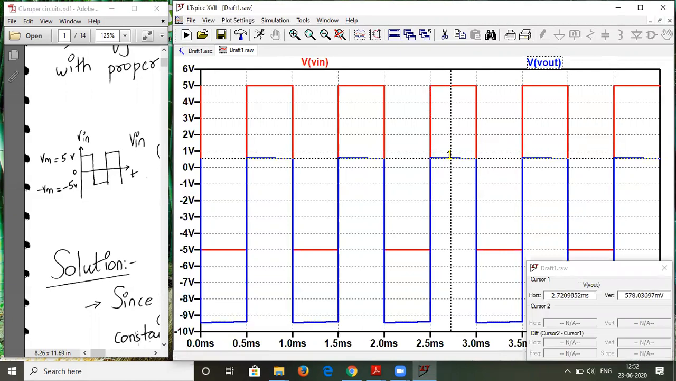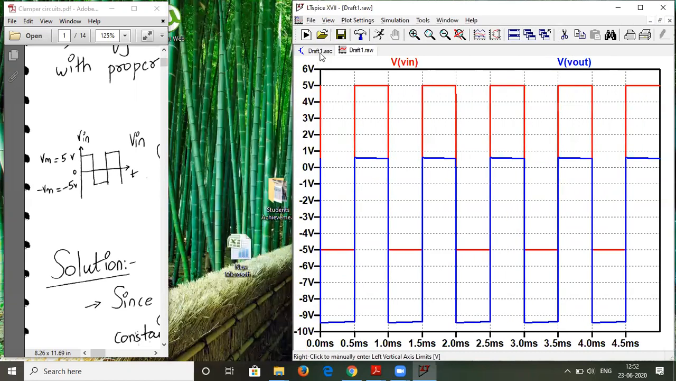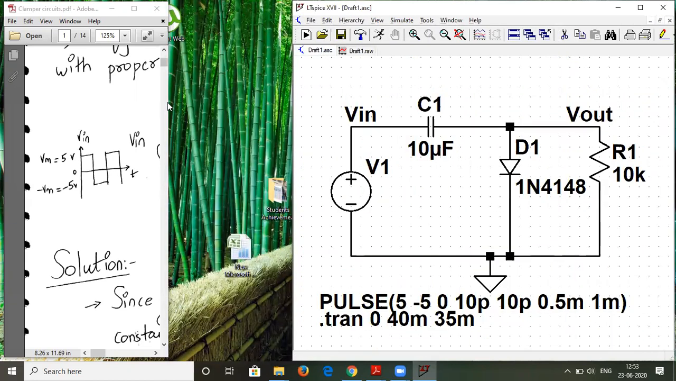Let's quickly see what this level is. This is around 575 millivolts, so that is around 0.575. Similarly, all of this has settled down now. This is around 575 everywhere. Now we'll go back to the circuit and analyze how we got this waveform from that circuit. So let me go back to the circuit and explain the working.